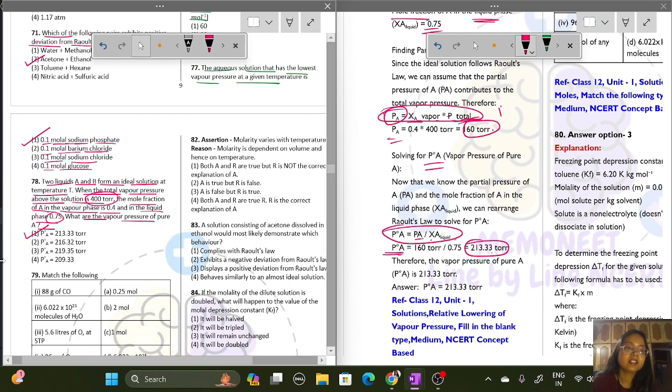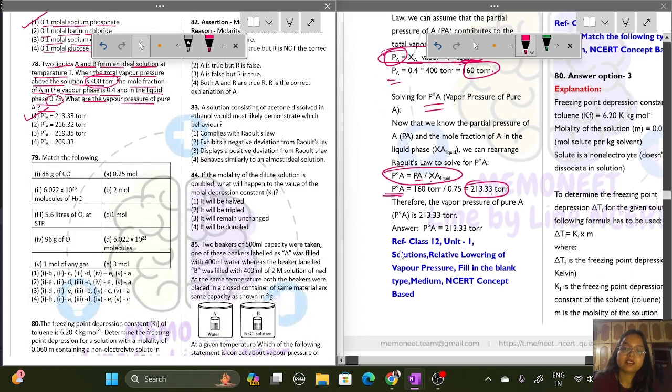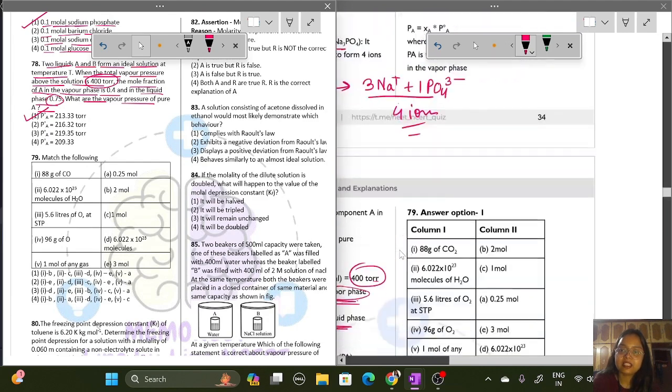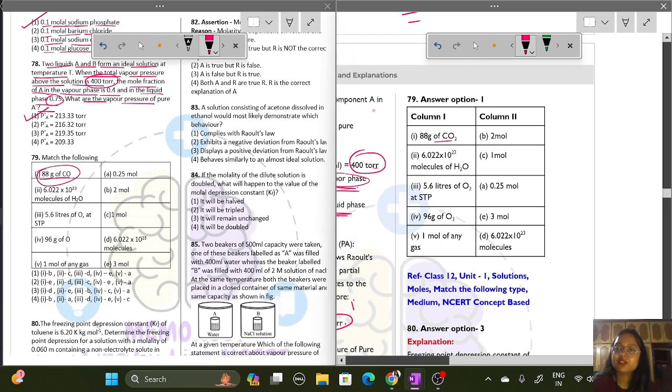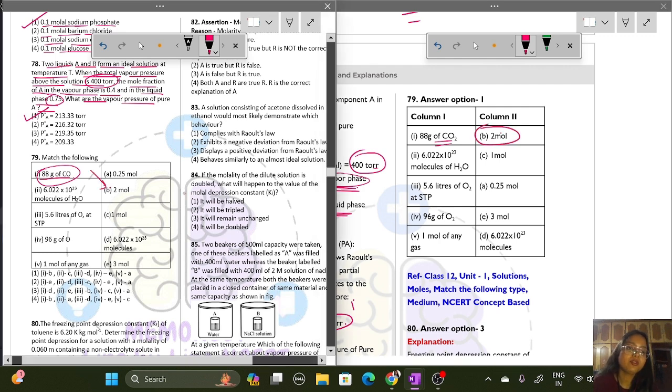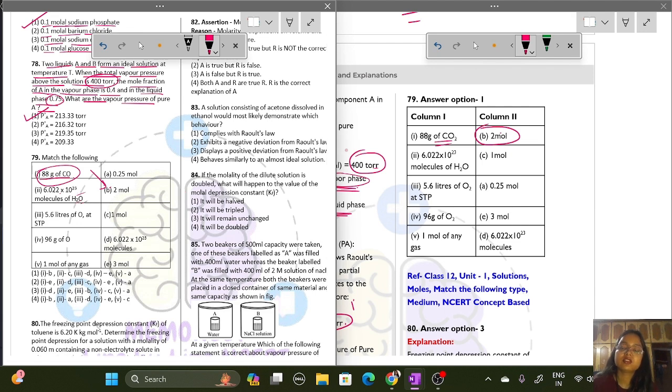Okay. Question number 79. In question number 79, match the following. So 88 gram of CO2 will form 2 mole. Now 6.02 times 10 to the power 23 molecules of H2 will form 1 mole.